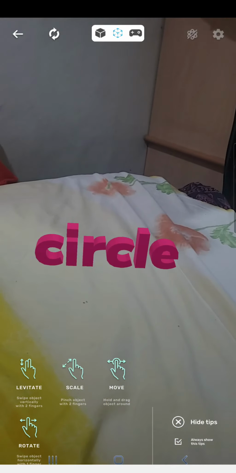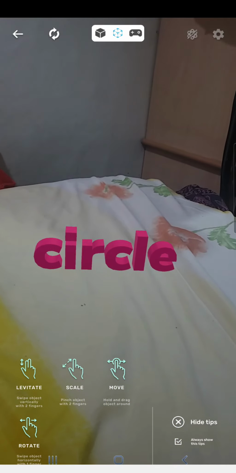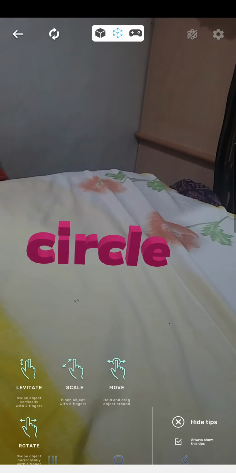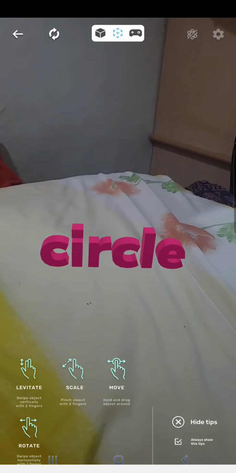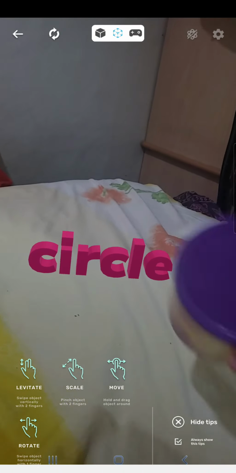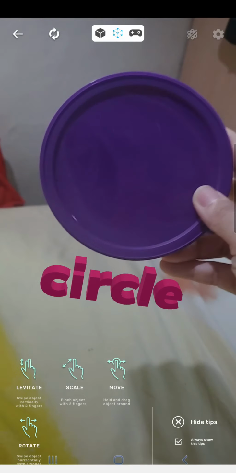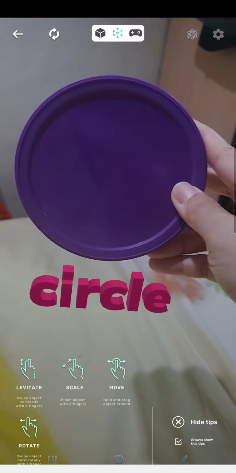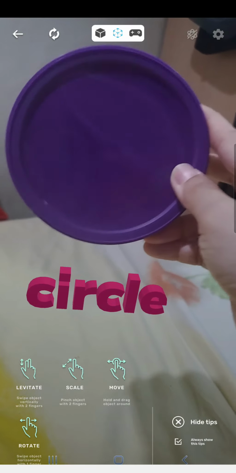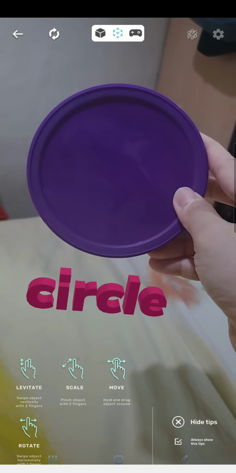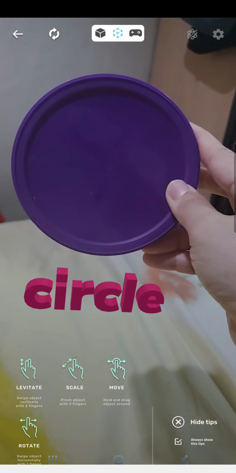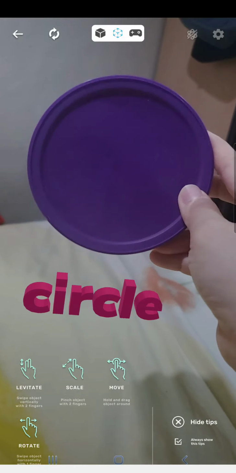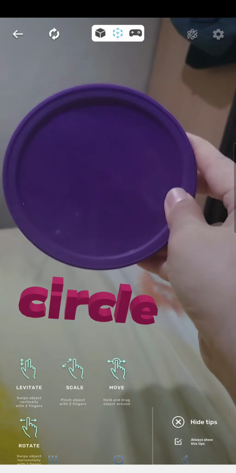First shape that we are going to learn is circle. Repeat after me, circle. Circle. So how does a circle look like? It looks like this. This is circle. Can you tell me what is the color of this circle? I think you can get it right. It is in purple. It is a purple circle.